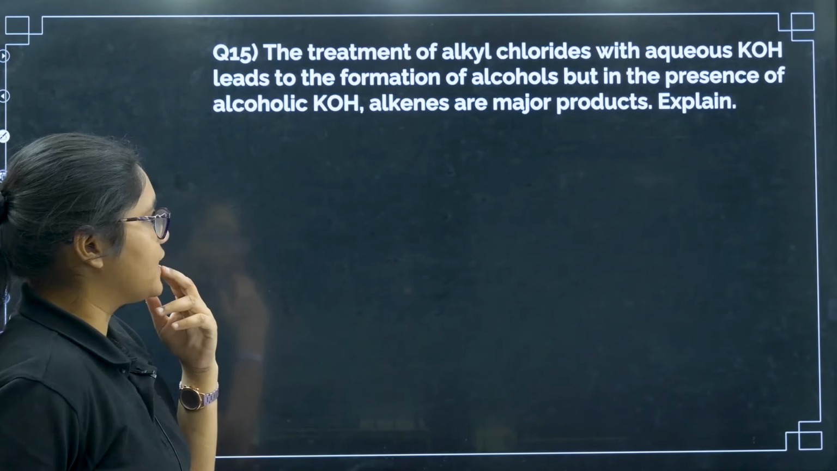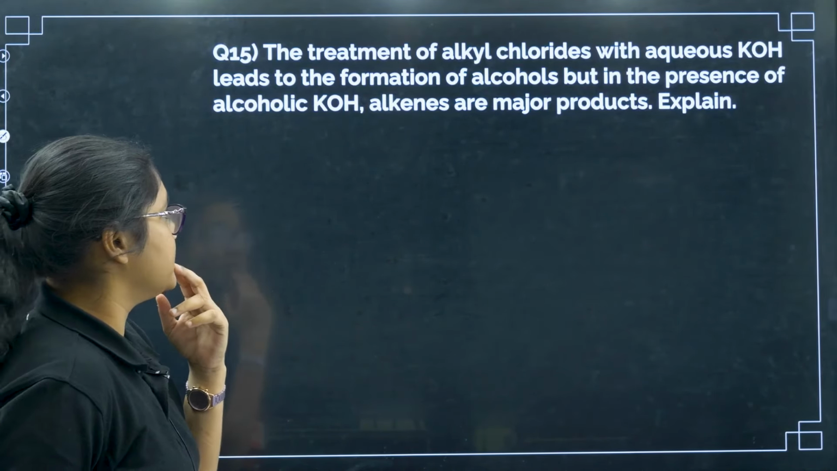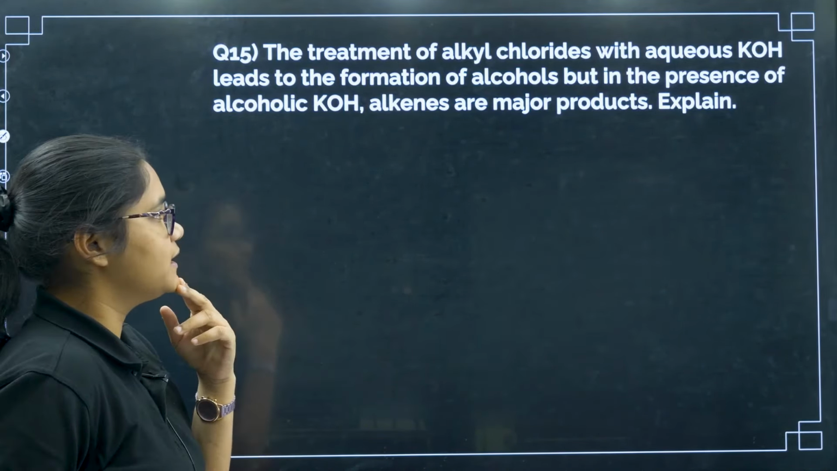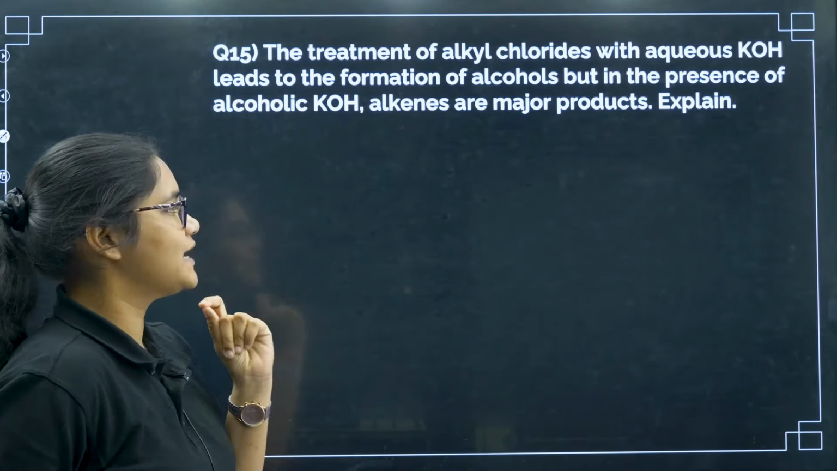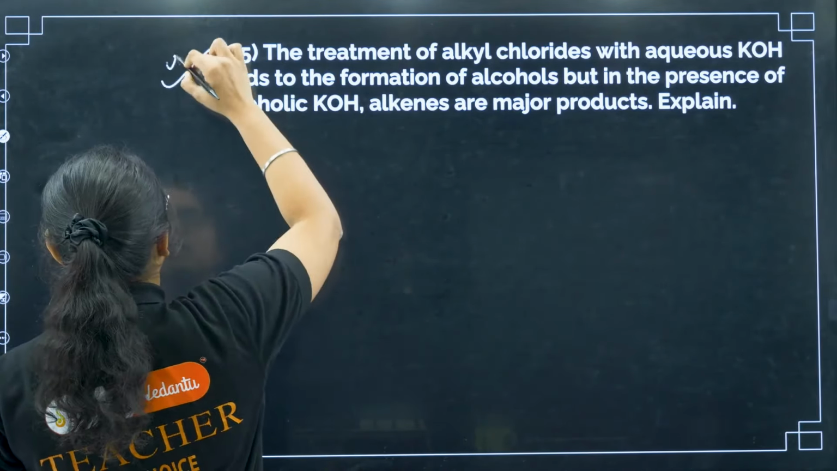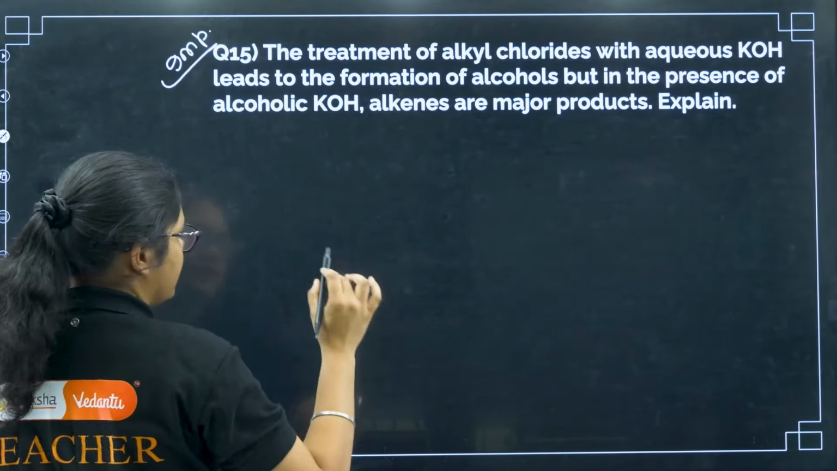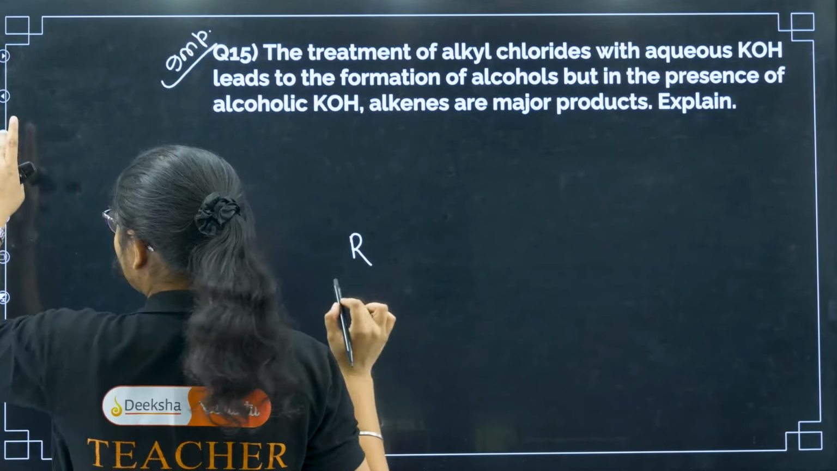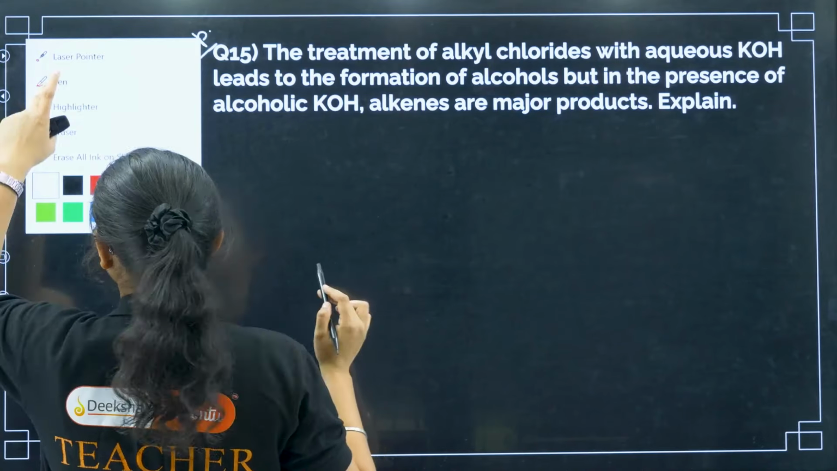Next, the treatment of alkyl chloride with aqueous KOH leads to the formation of alcohols, but in the presence of alcoholic KOH, alkenes are the major product. Explain. This is a very important question. The question here is very simple. I'll take one example and explain.